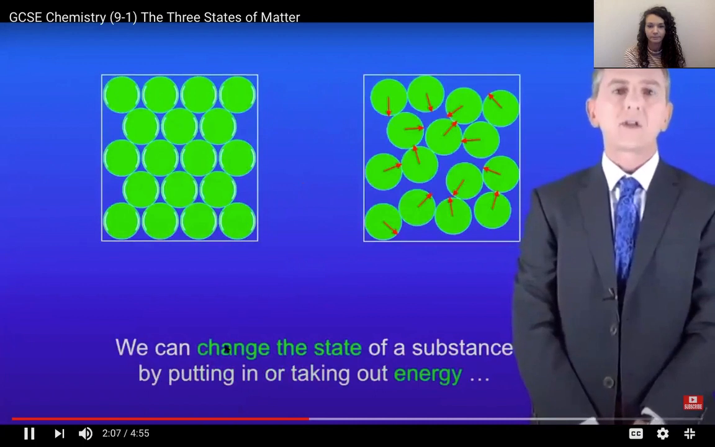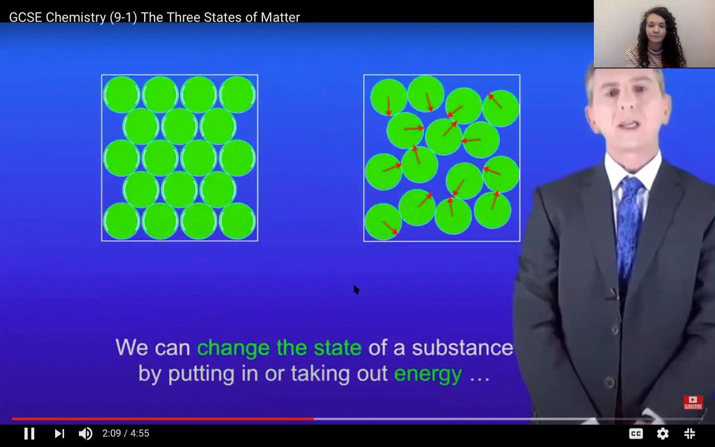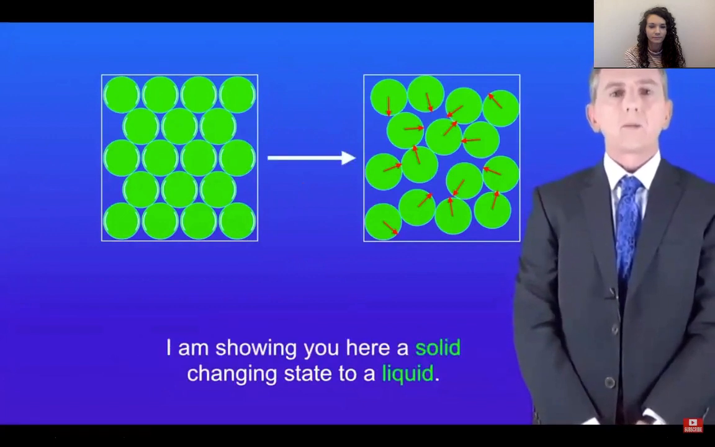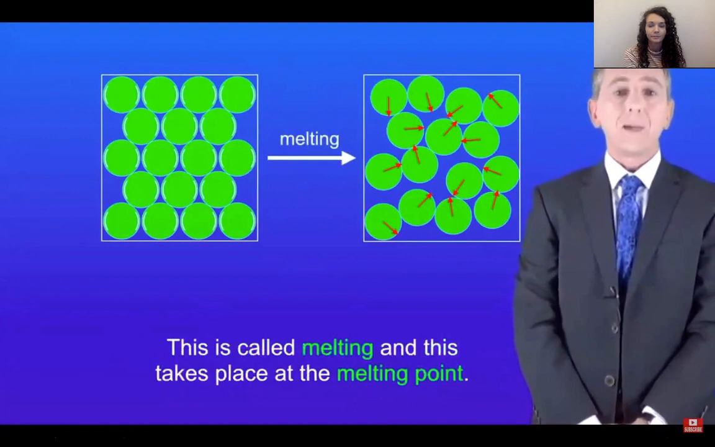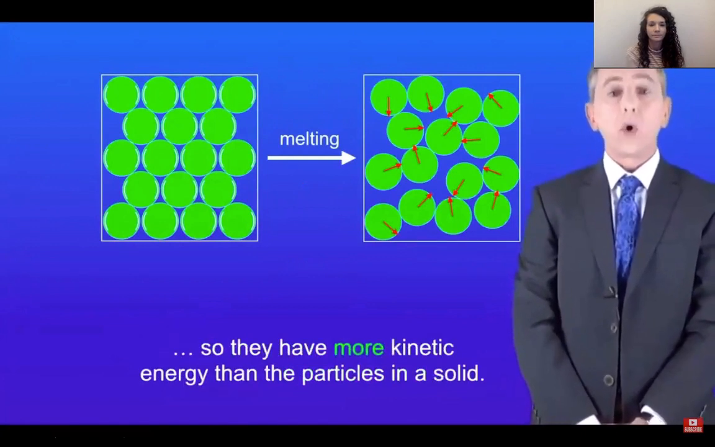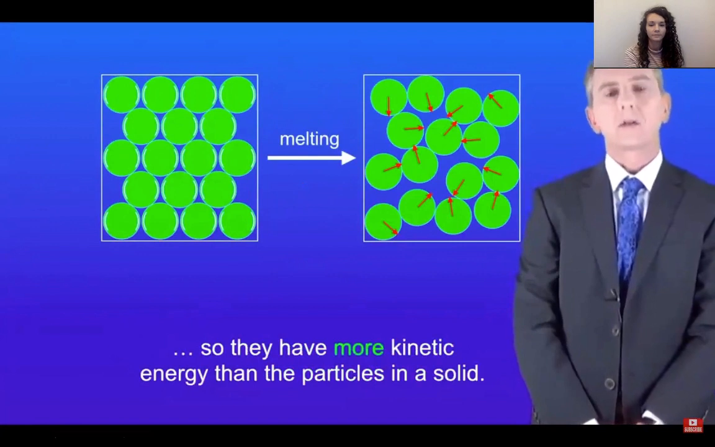Okay, now we can change the state of a substance by putting in or taking out energy. So we're going to look at that now. I'm showing you here a solid changing state to a liquid. This is called melting, and this takes place at the melting point. Now, as you can see, the particles in a liquid are moving around, so they've got more kinetic energy than the particles in a solid.